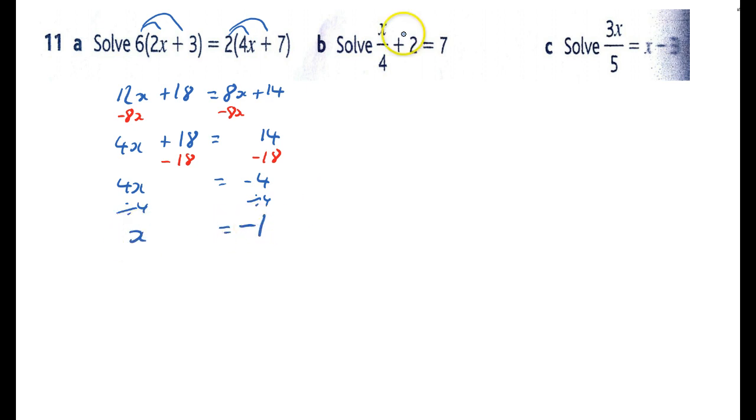This one here, two ways I could do it. Either take away 2 first, or I could times by 4. I think I'm going to take away the 2 first and get rid of the minus 2. So long as I do the same thing to both sides, I'm okay.